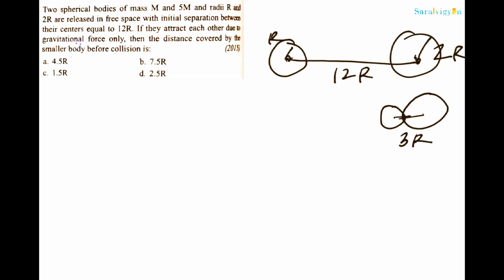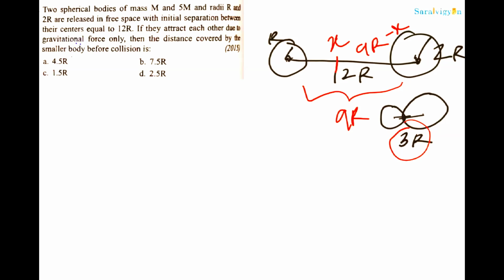Let us understand the question, which is two spherical bodies having radii r and 2r, and the initial distance between them is 12r. Since after collision the distance between their centers will be 3r, the distance traveled by both the bodies together will be 9r. So let us assume that this is the position where they collide and the distance is x. So the rest of the distance will be 9r minus x.